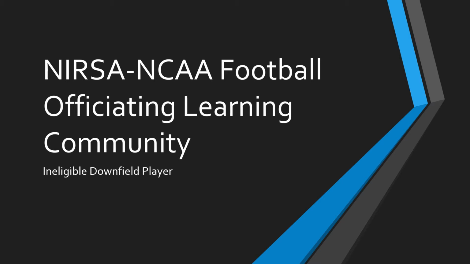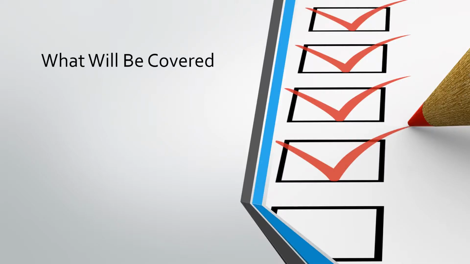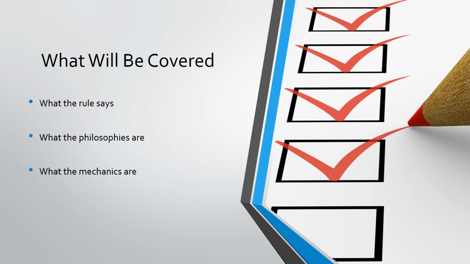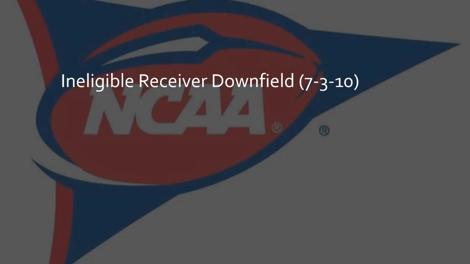I'm going to focus this short video on an eligible downfield player. So let's talk a little bit about what we're going to cover in this short video. First of all, we're going to talk about what the rule says. We'll also talk about what the philosophies are. Fortunately, with a rule change, now the rule and the philosophies are in line, so we won't spend a lot of time on that. Talk about what the mechanics are and some tips to get these plays right. And then we'll take a look at some plays for review where I'll talk through some processes on things.